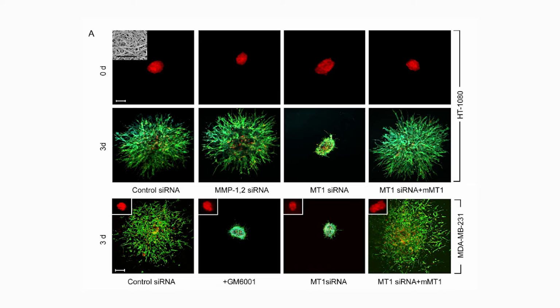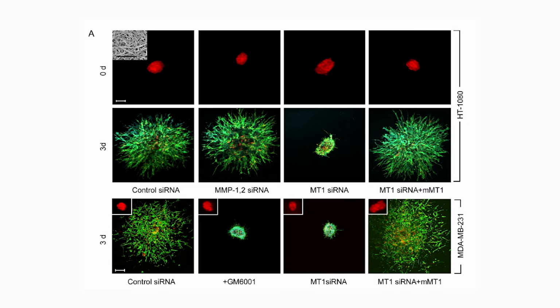What that means, if it's triple negative, is essentially, I'm not going to bog you down with everything, but it's incredibly aggressive, so it'll metastasize quickly. What they're looking at here is just, are you going to get cell migration? Are you going to get cancer migration if you try and knock down these particular MMPs?